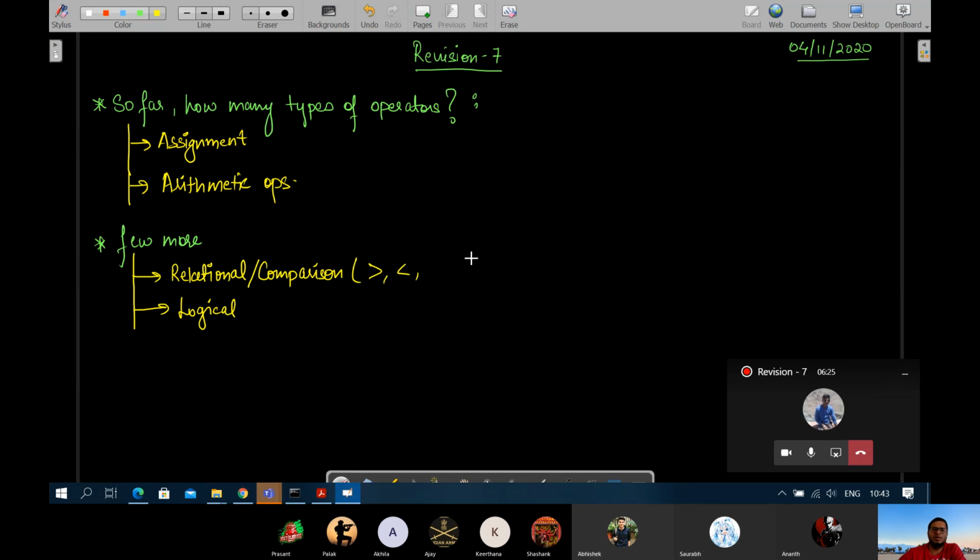Less than, greater than, less than, equals to, double equals to, not equals to, and, or, not. Okay, so these are the three types. Now we'll start with relational or comparison operators.